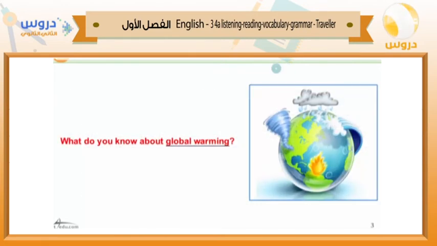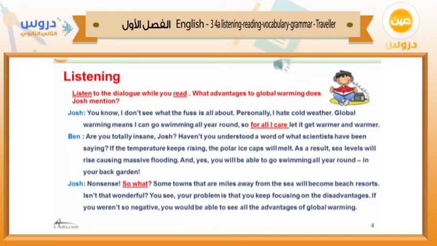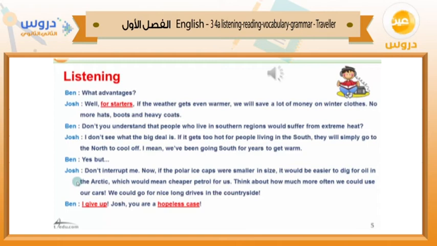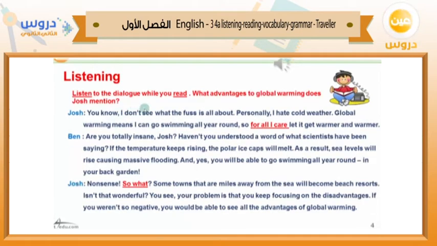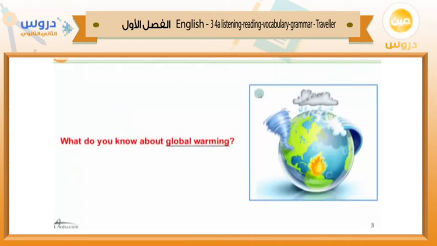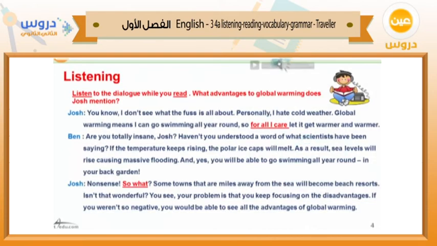Okay, so this is the text, and if we play it for you now, you have Josh and Ben, listening to this in 2 parts. These are the 2 parts. You're going to listen to the dialogue while you read. Then you're going to see what the advantages of global warming are. What advantages of global warming does Josh mention? After this, we're not going to have true or false. We're going to have some questions. And it's all about global warming here. So let's get started and play this for you.